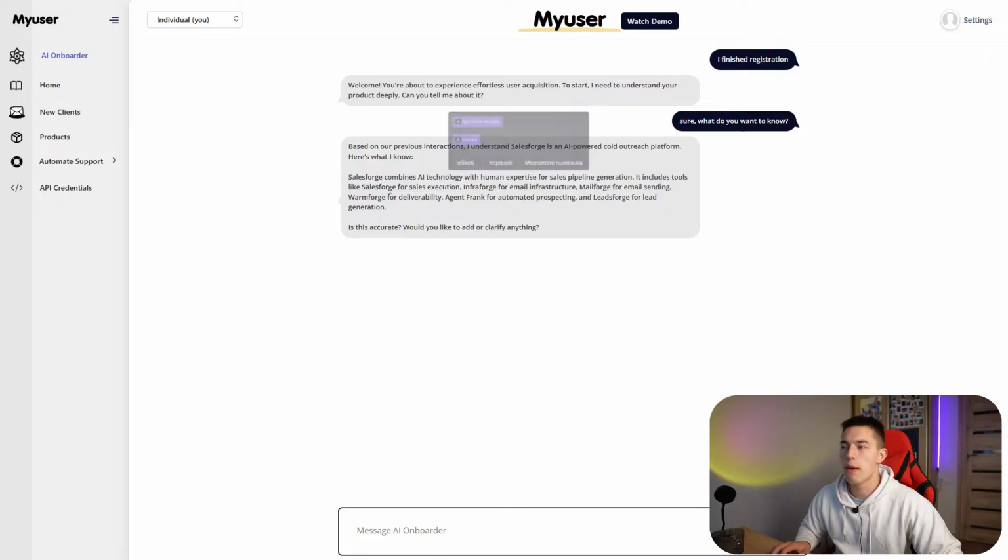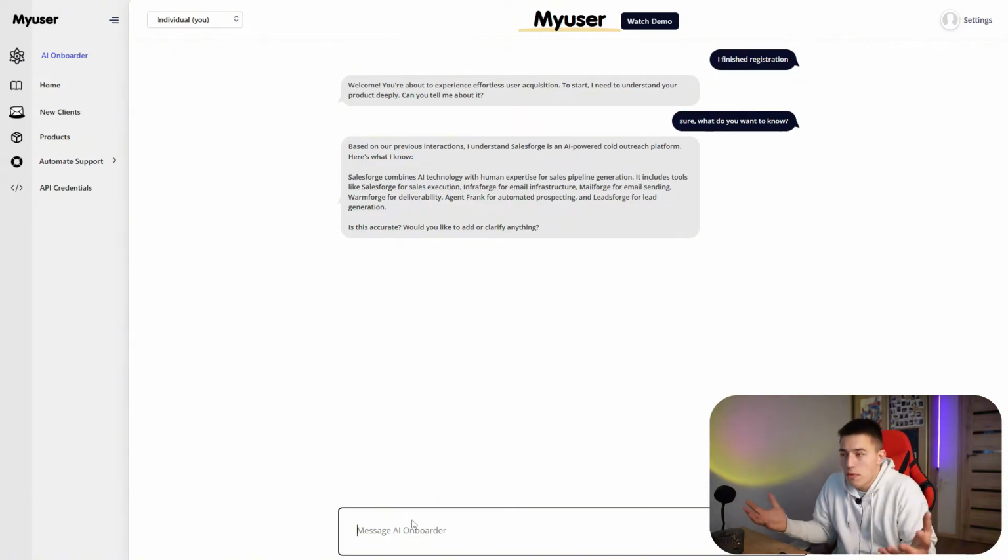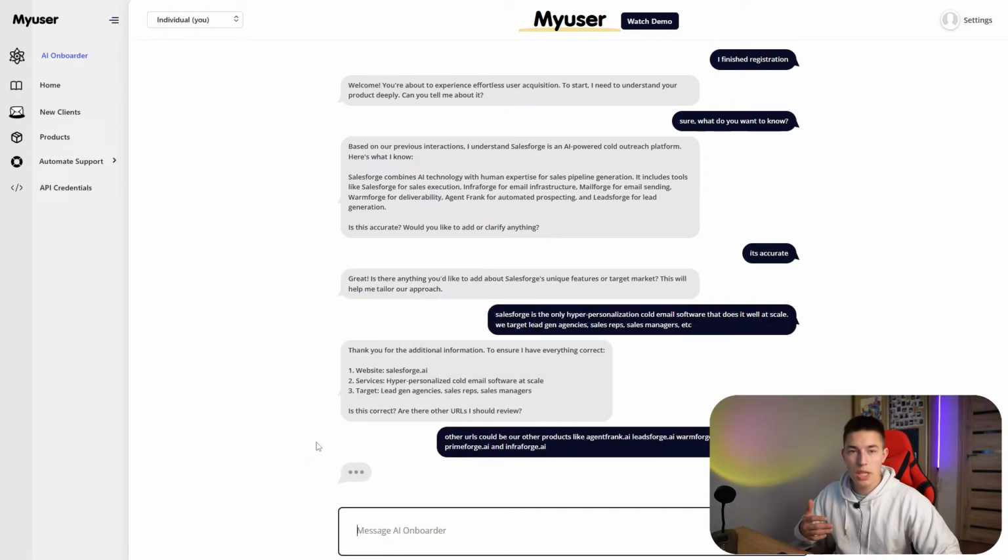Since we gave it the website, it already scrapes and makes a description about your product. You just need to tell it if it's good or not. And remember, the information you provide will be used to create campaigns and do everything. So be as specific as you can, because the inputs will influence the outputs, right? So as you can see, we're feeding it information, everything that we have, all of our products, and it keeps asking us, is this correct? Is this right? Because that's basically the information that it will use to get us leads and everything.